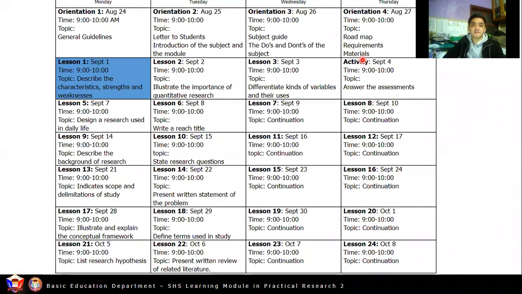All right. For the purposes of information and clarification, just to pinpoint where we are right now. For the previous weeks, we've been conducting orientation for 4 days. This is where we were able to call your attention and do some validation of your information. And this time, we are currently here for lesson 1, September 1. The time frame is 9 o'clock to 10 o'clock.